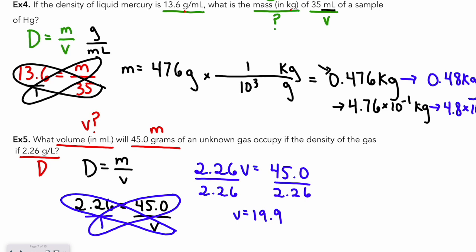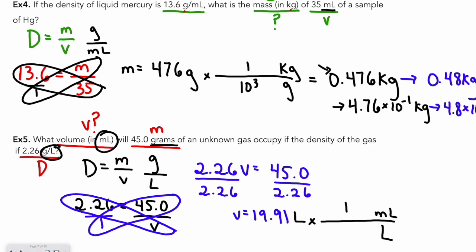I got 19.911. Careful, because the density that I gave you was in grams per liter, which means my mass was in grams. Yay, yes it was. But my volume was in liters. So my answer here is 19.91 liters. But it asks what's the volume in milliliters. So we need to do one more conversion, get out of liters and get into milliliters. So 1 milliliter is 10 to the negative third liters. I get that from the table.